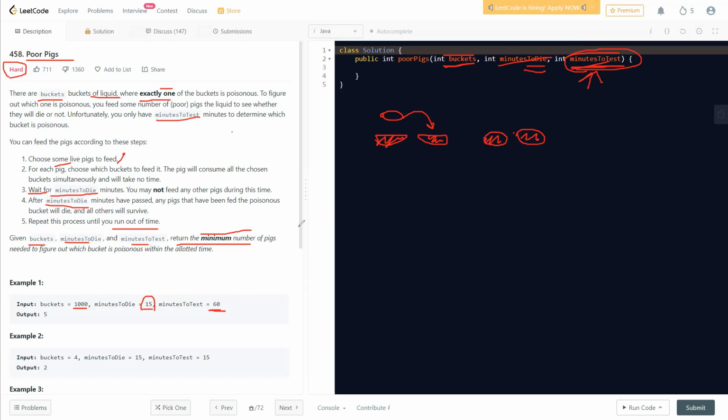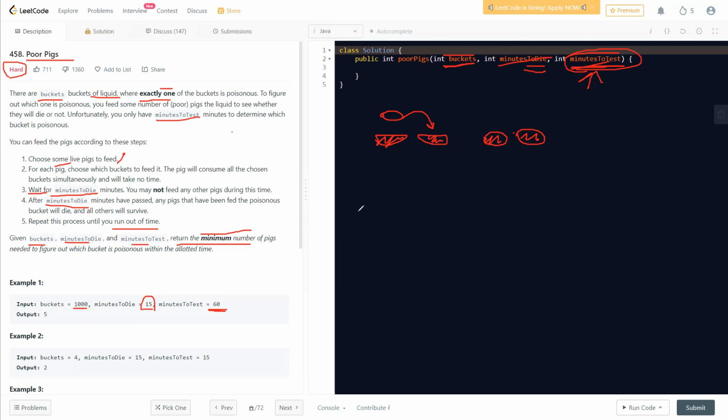So that's the idea, because of the time to test and the time to die given. Considering both these parameters, we can now know that the pig could participate in only 4 trials. You have this total time of 60, and this is the time to die. So you can see that a pig, if it survives, can participate in only 4 trials, right? But look here, there's a small catch.